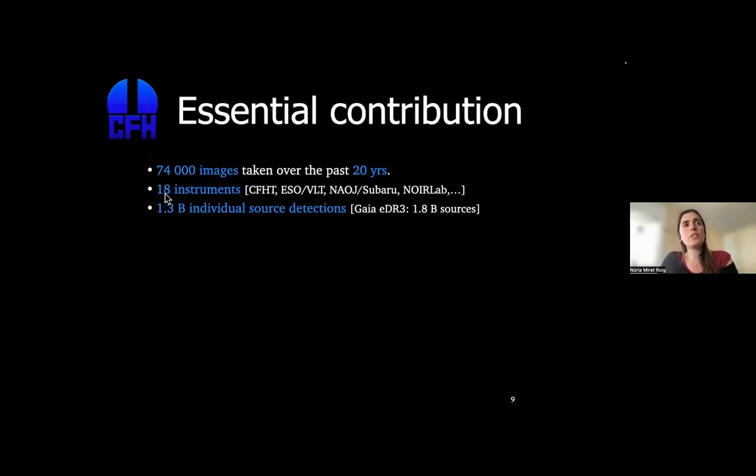Then these images come from 18 different instruments, among which there are 3 CFHT instruments, which have a very important contribution, as I will comment now. And also, just to give another idea of the size of the data that we analyzed, the number of individual source detections in our images is comparable to the size of the entire Gaia catalog.